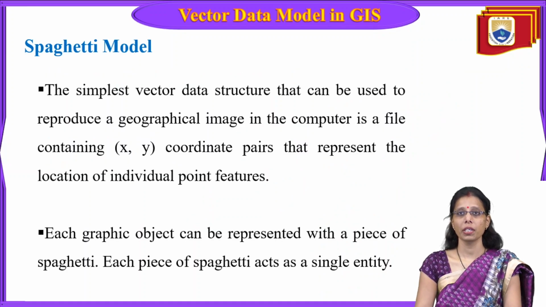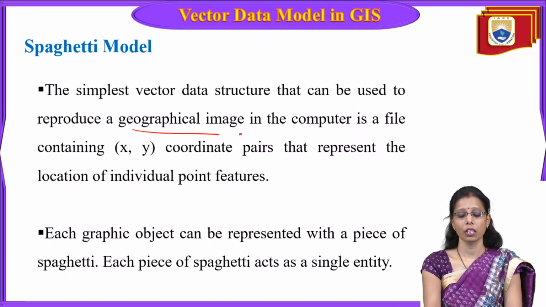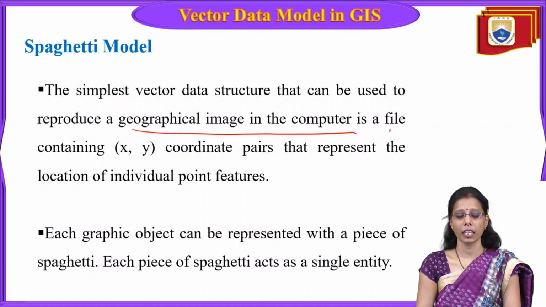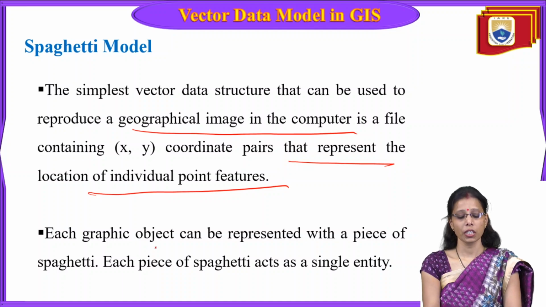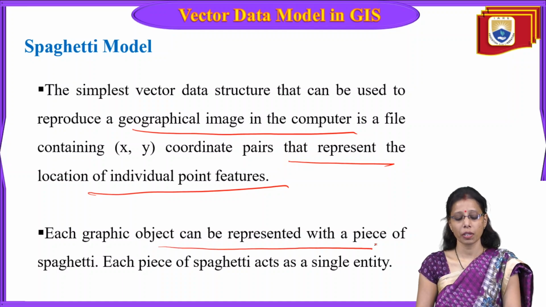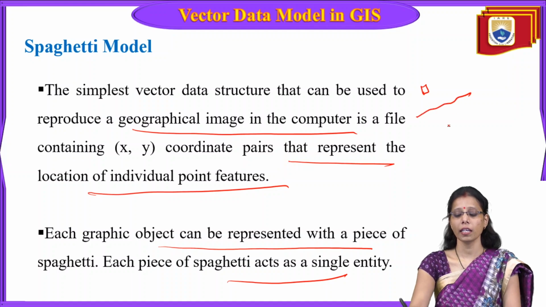The spaghetti model is the simplest vector data structure that can be used to reproduce a geographical image in the computer. It is a file containing x and y coordinate pairs that represent the location of individual point features. So the simplest model is the spaghetti model, and it is represented individually in the form of x and y coordinate pairs. Each graphic object can be represented with a piece of spaghetti, and each piece of spaghetti acts as a single entity. A line is a spaghetti, and a polygon too.